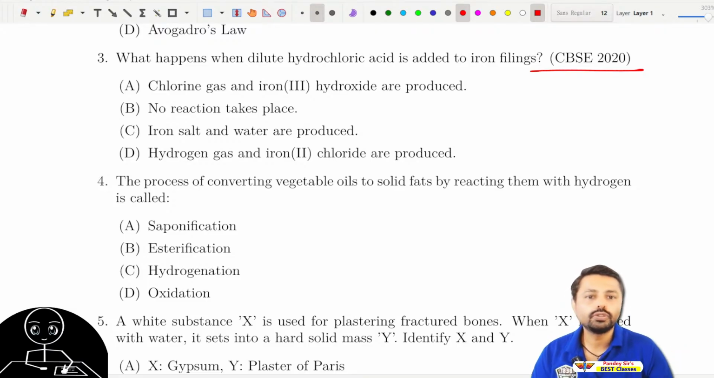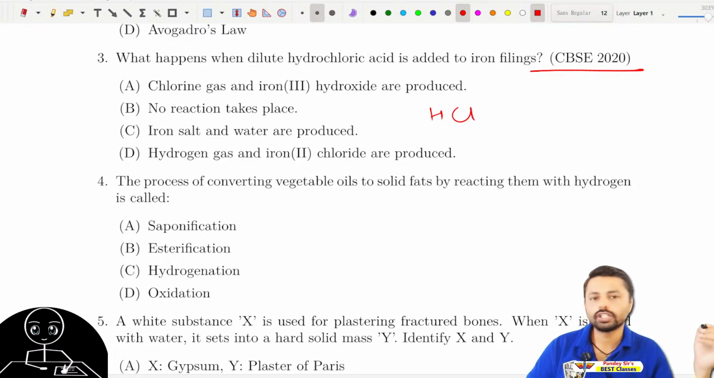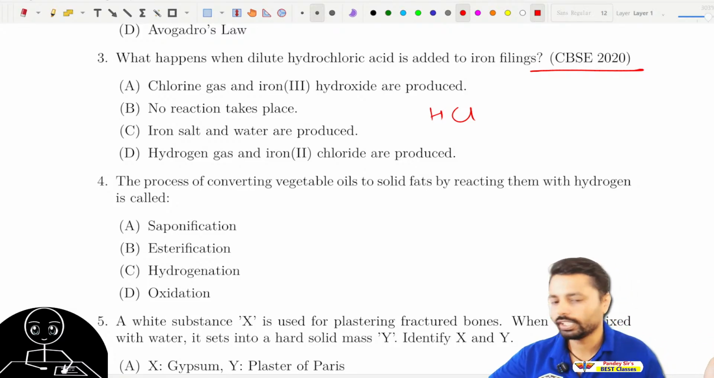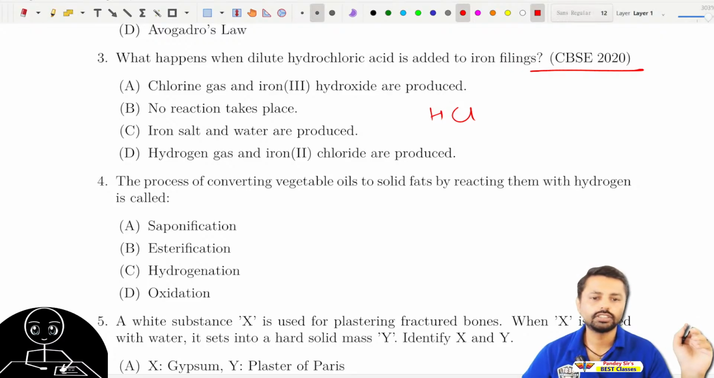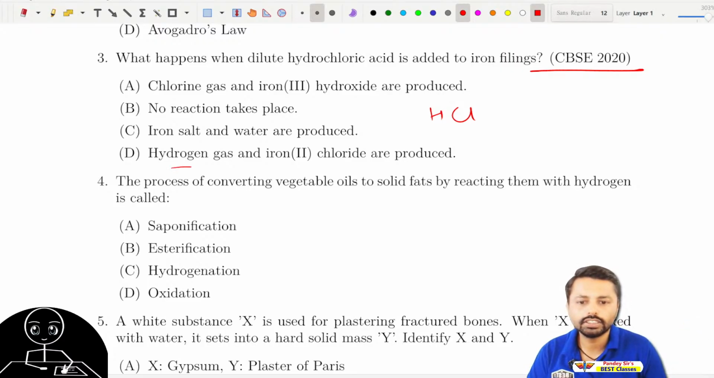What happens when dilute hydrochloric acid is added to iron filings? So dilute hydrochloric acid, that HCl. Okay, so you got 5 seconds. Try. And the rest of you, if you still have doubt, you can ask me in the comment. And the correct answer is dilute hydrochloric acid. So it forms hydrogen gas and iron 3 chloride are produced.